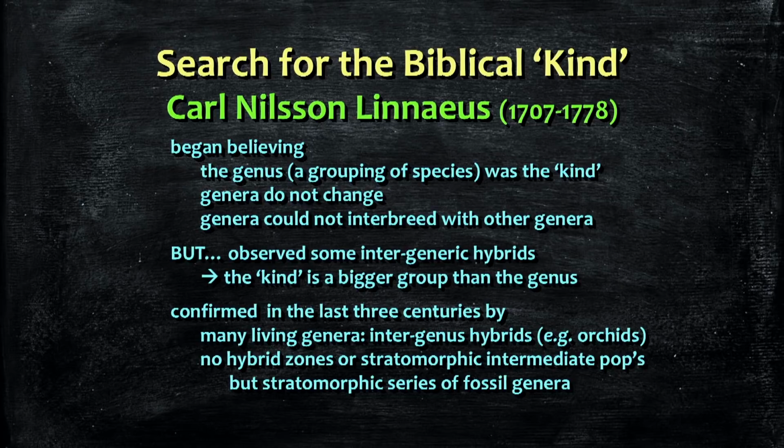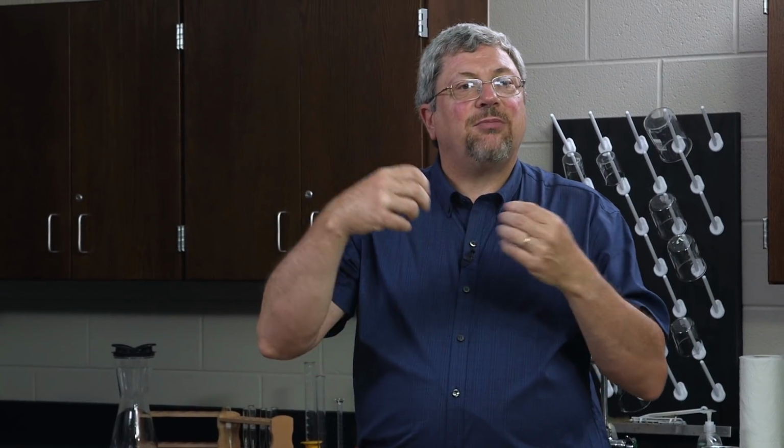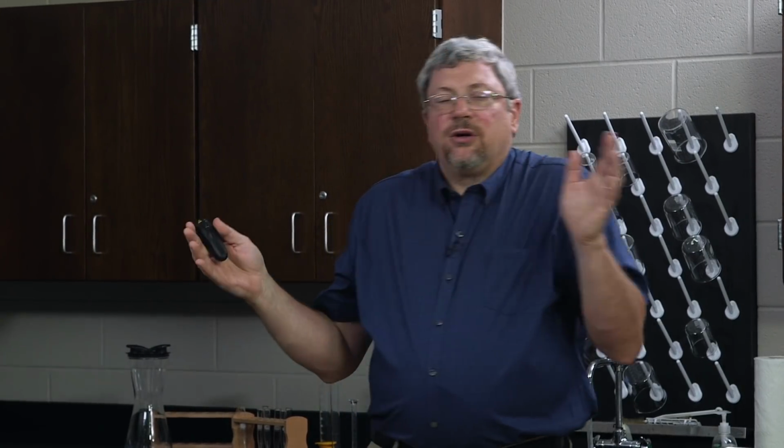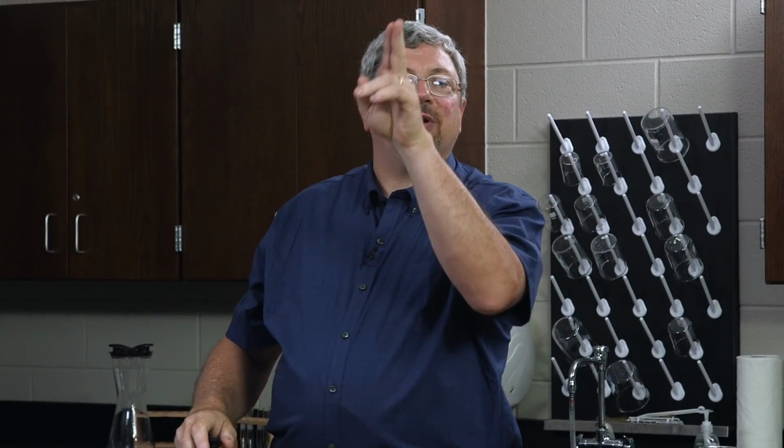Since the time of Linnaeus, his suspicion has actually been confirmed. Even if his specific examples may not have been accurate, we have actually found a number of living genera that can interbreed with other genera and produce offspring between the two genera. For example, orchids. My word, there's thousands of species of orchids, and it's very common to take two different genera of orchids, cross them to produce a hybrid in between.